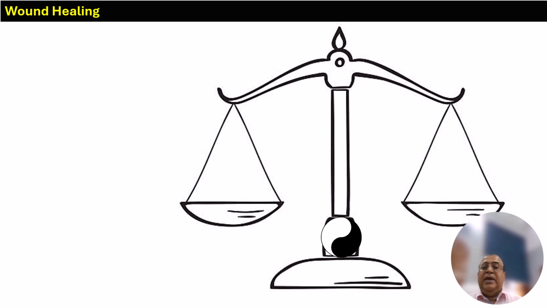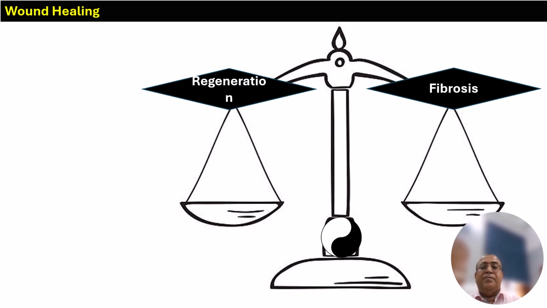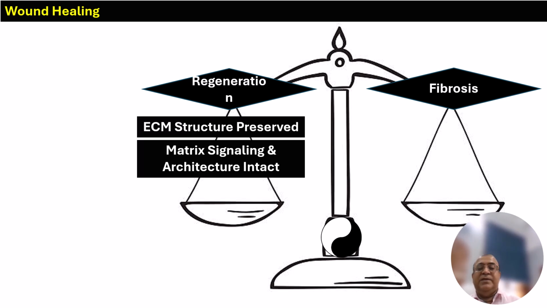So wound healing can occur by two mechanisms. One is regeneration, another is fibrosis. Whenever there is a preservation of the extracellular matrix, there is probability of regeneration, and there is a scaffold of this matrix architecture that is intact, and proper signaling, which we are going to study in detail, and this proper signaling is going on along with the preservation of the basic scaffold of the extracellular matrix.